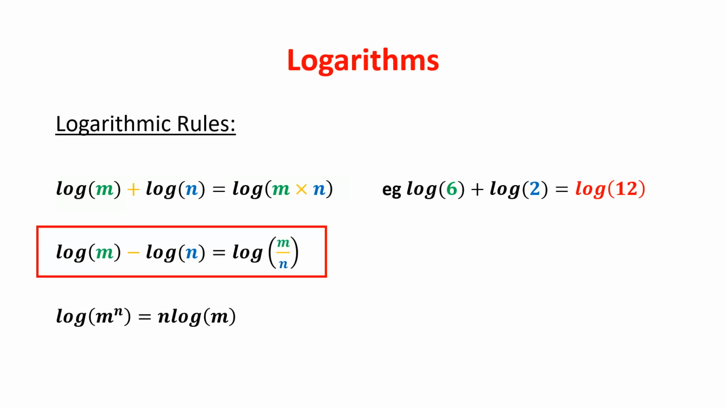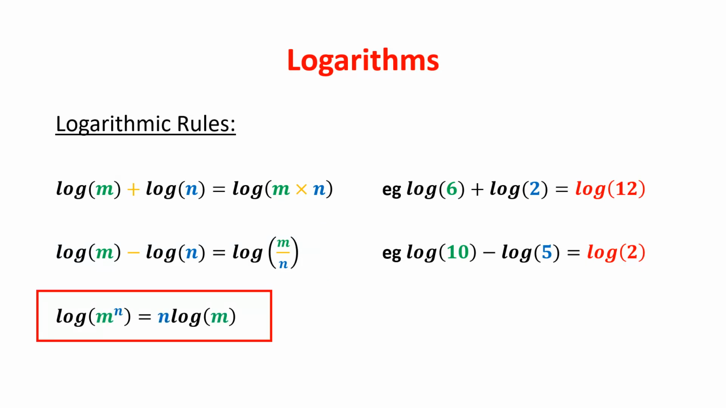All right, our second rule. Log of a number m subtract the log of a number n is equal to log of m divided by n. As an example, log 10 take away log 5 can be simplified to log 2 because 10 divided by 5 is 2. And finally, a bit of a tricky one, log of m to the power of n can be rewritten as n multiplied by log of m. In other words, the log of 2 to the power of 5 can be written as 5 times the log of 2.